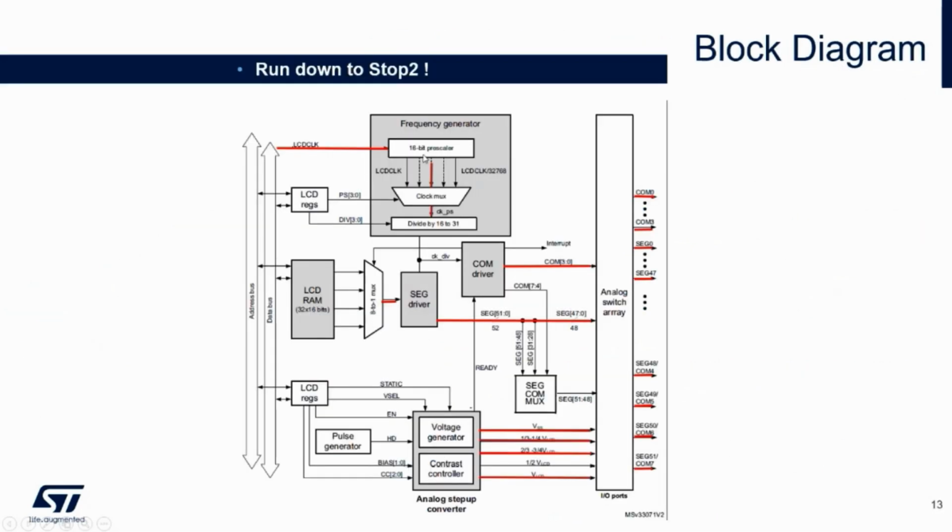If you look at the block diagram very quickly, because we are using everything of the block diagram, you see that we have the 32 kilohertz coming to a frequency generator, which will generate the variable frequency that will drive the COM and segment pins of the LCD. You have the step-up voltage generator that can generate all the needed voltages for your segment LCD. In our case, we will use VSS, 1/3, 2/3, and VLCD. So it's a 1/3 bias that we are using.